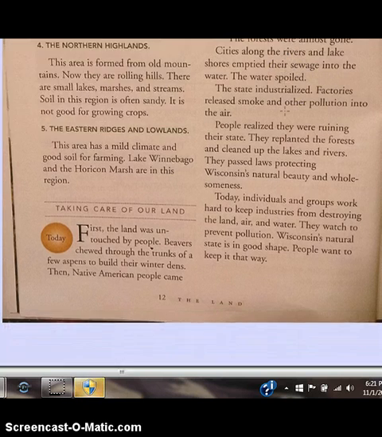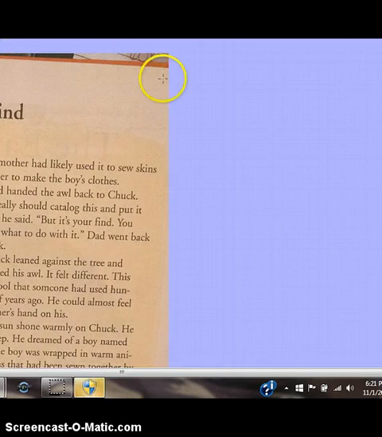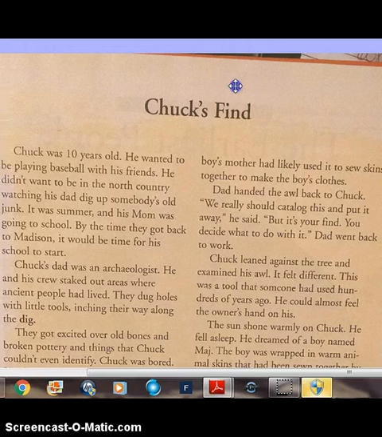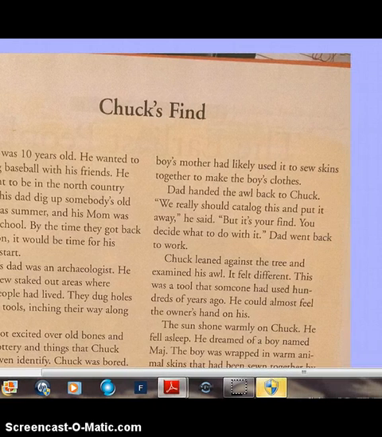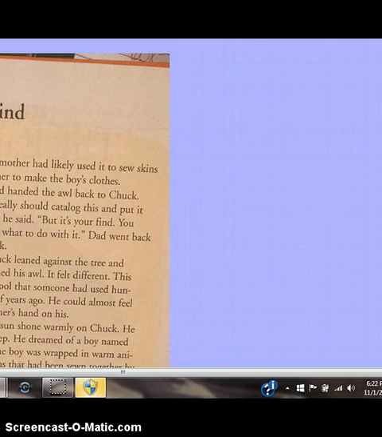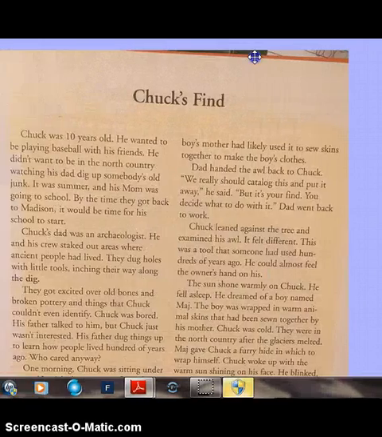So if you'd like to pause and then go back and look for your cause and effect, you can do that as well. If Miss N has asked you to read the little section on Chuck's Find, please go ahead and do so. And if she did not, you're going to skip this section and then go ahead and finish the rest of your activity.